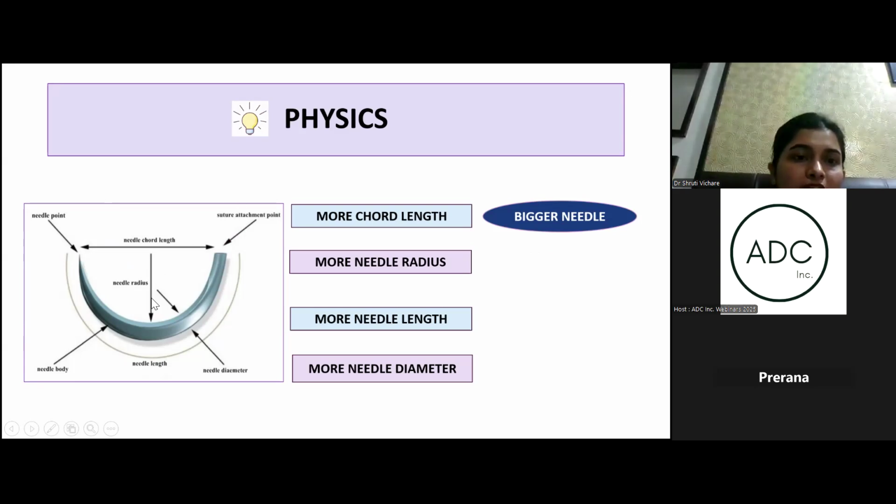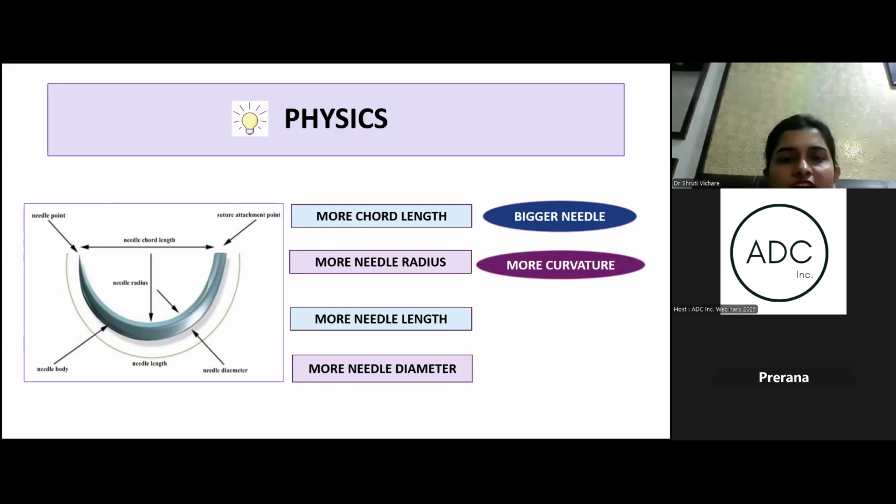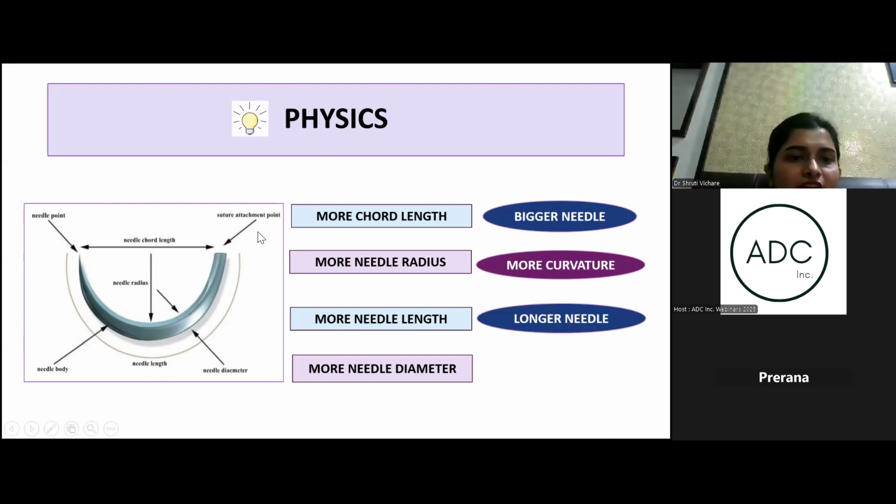If the radius of the needle is more, what does that mean? The curvature of the needle is more, correct? It will be more curved. More radius of the needle means more curvature of the needle. More needle length, that means the needle is going to be longer, correct? More needle diameter means that the needle is thicker, correct?